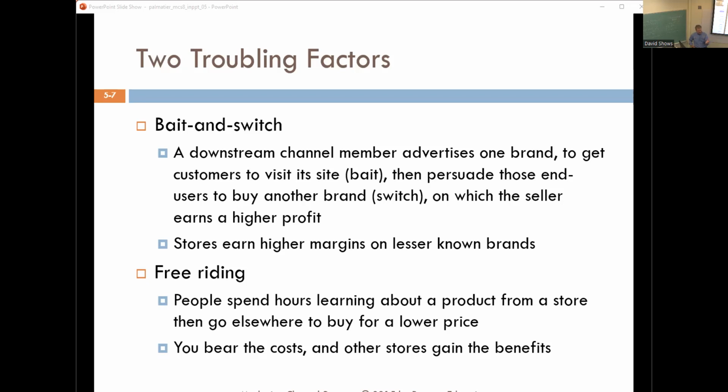So we'd spend hours talking to customers. And then what they would do is they would be able to go outside to New Generation and buy the Mitsubishis from them at like a 10% reduced price that we couldn't simply match. And so this is the concept of free riding. You spend hours learning about a product from a store like us, and then you'd go buy it somewhere else. It meant that as a company, we bore the costs and another store got the benefit.